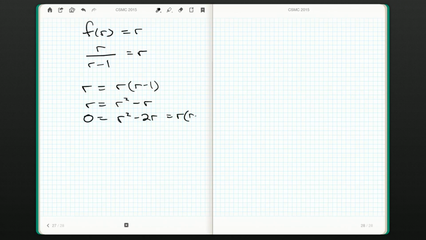And that's r times r minus 2. So r is going to be 0, or r is going to be 2.